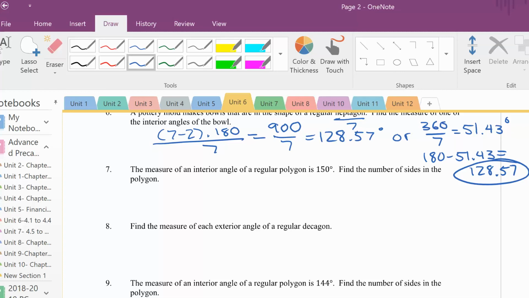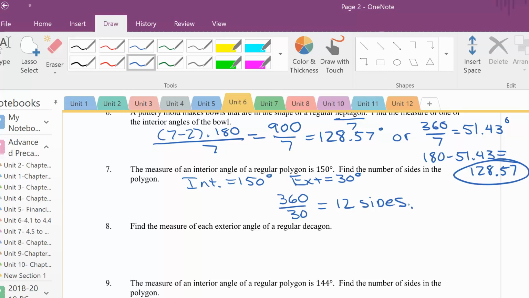The measure of an interior angle of a regular polygon is 150. Find the number of sides in the polygon. Well, if the interior angle is 150 degrees, that means the exterior angle is equal to 30 degrees, because remember, they're supplementary. So if you go 360 divided by 30, that gives you the number of sides, which is 12, because remember, that tells you the number of angles, which is the same as the number of sides.